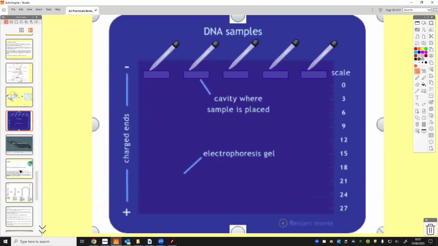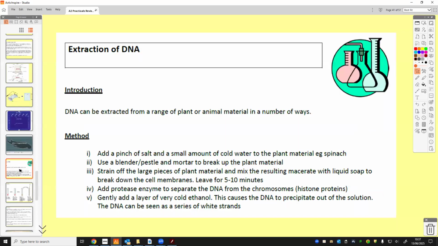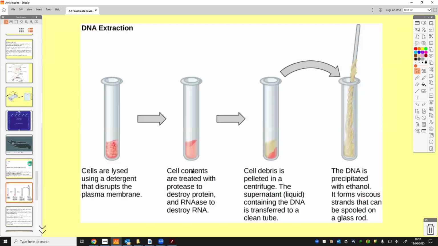Okay. Also with gene technology, you have the extraction of DNA. So again, your method there. So that generally can be used on plant material, kiwis, things like that. You can do it with your own spit as well. So you would treat it with your detergent, which causes the cell membranes to break down. Then you treat it with an enzyme which breaks down the histones, okay, and separates out your DNA. Put it through your centrifuge if you have one of those, and then you should get DNA strands which precipitate on the top when you add your cold alcohol.